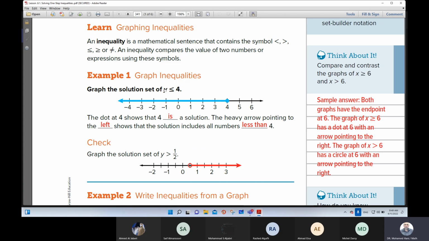And the value of y, as you see, y less than 4 means before number 4. Means 3, 2, 1, 0, negative 1, negative 2. So the arrow goes to the negative side. So the dot at 4 shows that 4 is a solution. The heavy arrow pointing to the left shows that the solution includes all numbers less than 4.